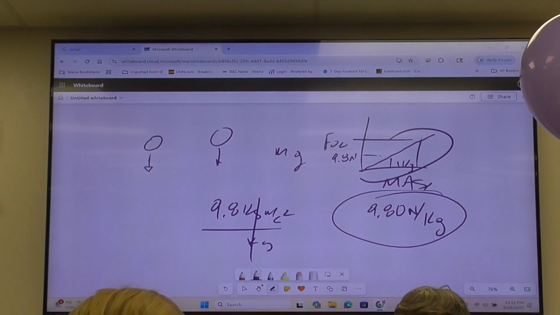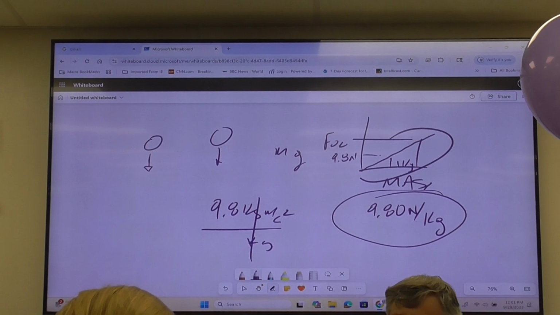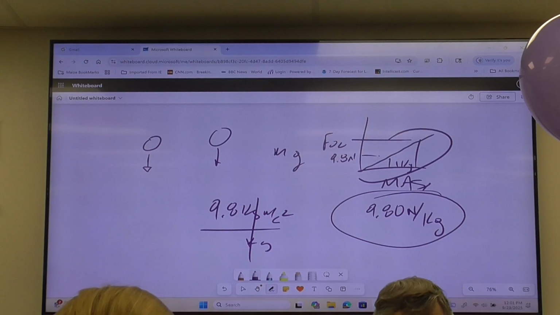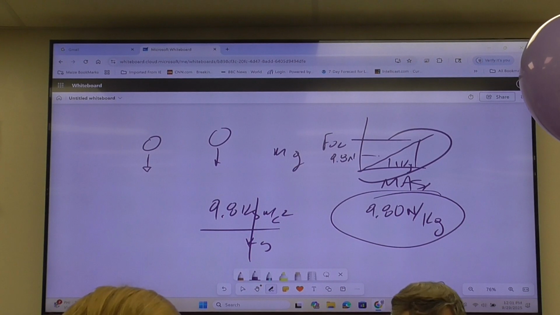So your answer to 10C is just the same as your answer to 10A, because once you drop it, the only force acting on them is the weight of the object. Okay, so do not make 10C complicated.